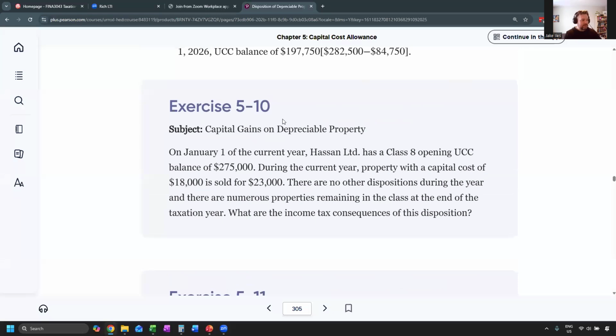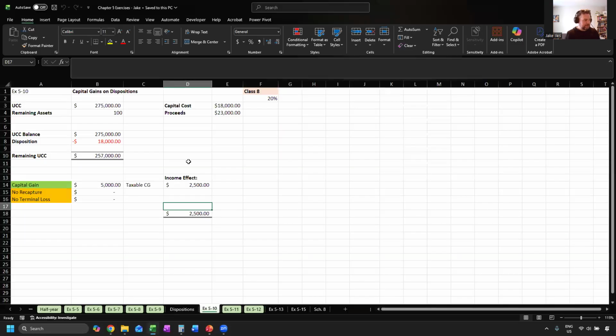So 5-10. On January 1st of the current year, Hassan has a Class 8 opening UCC balance of $275,000. During the current year, property with a capital cost of $18,000 is sold for $23,000. There are no other dispositions for the year, and there are numerous other properties remaining in the class. What are the income tax consequences of the disposition? So we always need to know what was our original cost of the asset that was put into the bin, the original cost of the property, and then what proceeds did we receive from it?